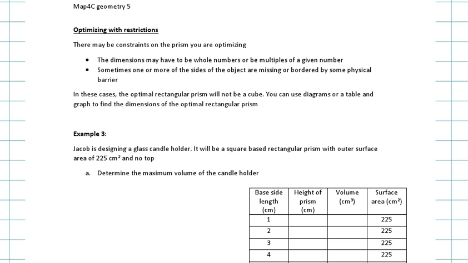There may be constraints on the prism you are optimizing, so the dimensions may have to be whole numbers or be multiples of a given number. Sometimes one or more of the sides of the object are missing or bordered by some physical barrier. So whenever you get a question with a restriction, you have to do a table of values like the one we're going to do next.